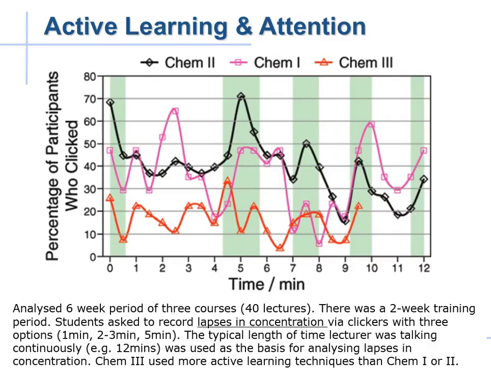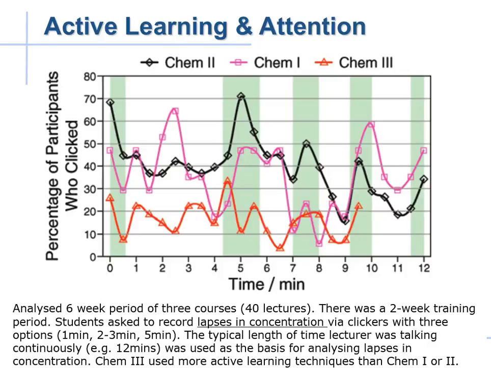The question that I posed to you at the start, active learning and attention. So this is kind of a complicated result. It was a study done of 3 courses in chemical engineering, which are labelled at the top Chem 2, Chem 1 and Chem 3. The study used clickers. Are you familiar with clickers, where you press one of the buttons? They asked students to record their attention declines using clickers. So when they came back into the room after wandering away for a minute or whatever, they were asked to press the button when they re-engaged with the lecture.